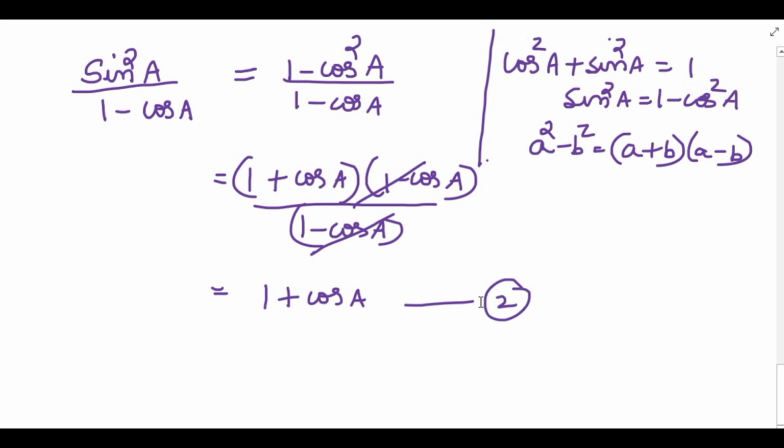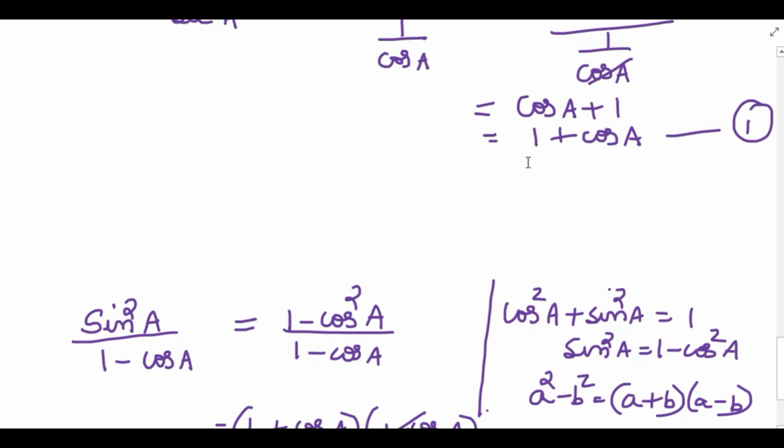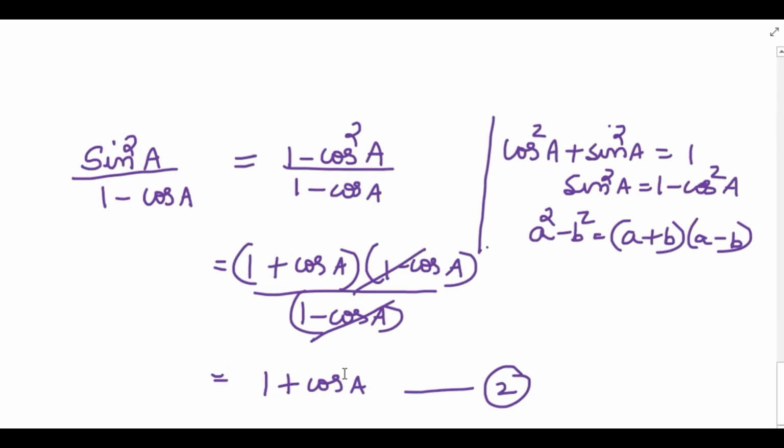Let's see whether equation number 1 and 2 both are same. So here we have seen that left side when we simplified we got 1 plus cos A. Same way right side when we simplified we got 1 plus cos A. So left side and right side are equal. So from 1 and 2 it is clear that LHS is equal to RHS. Hence it is proved that 1 plus sec A divided by sec A is equal to sin square A divided by 1 minus cos A. So thank you for watching the video.